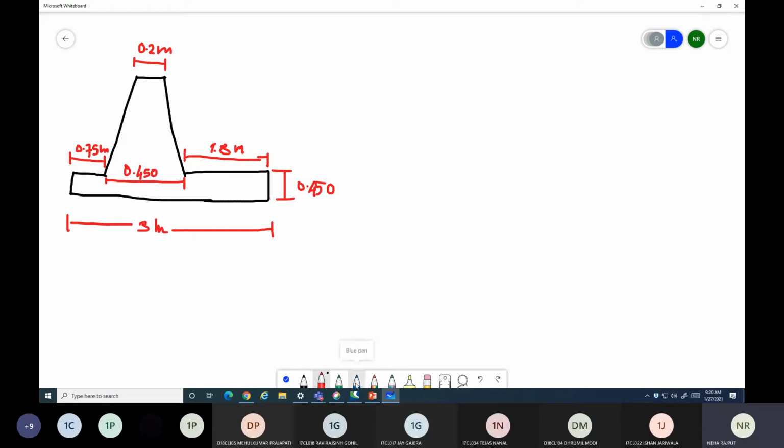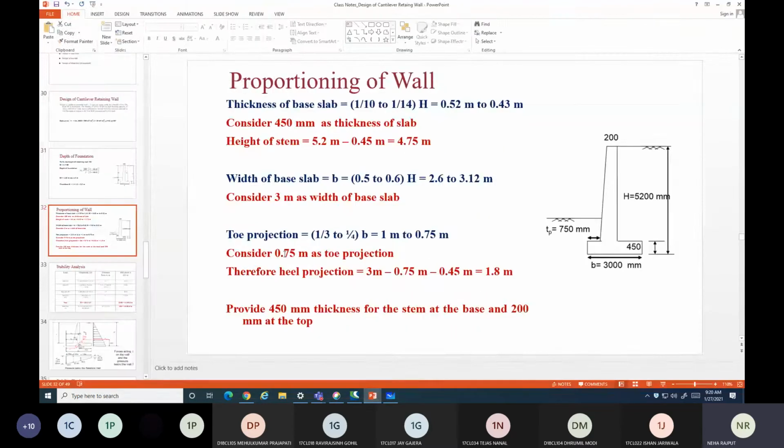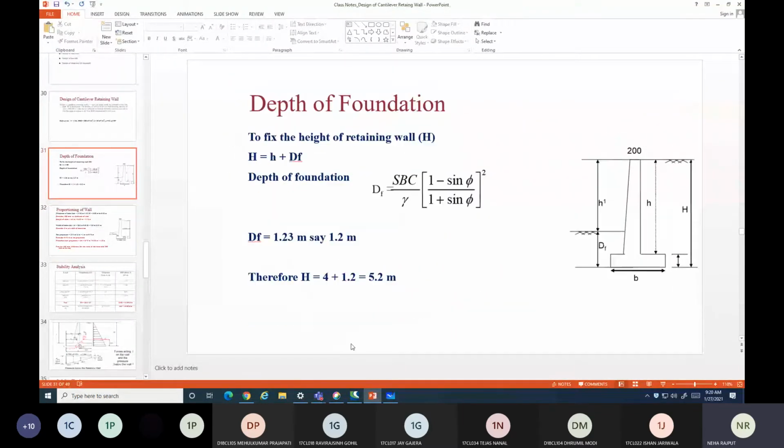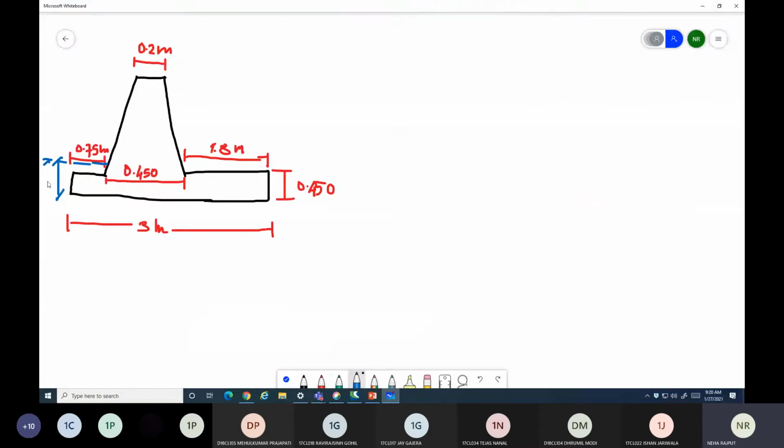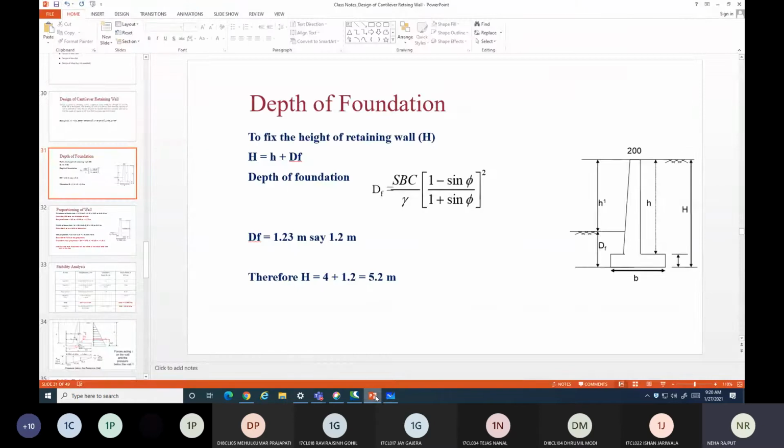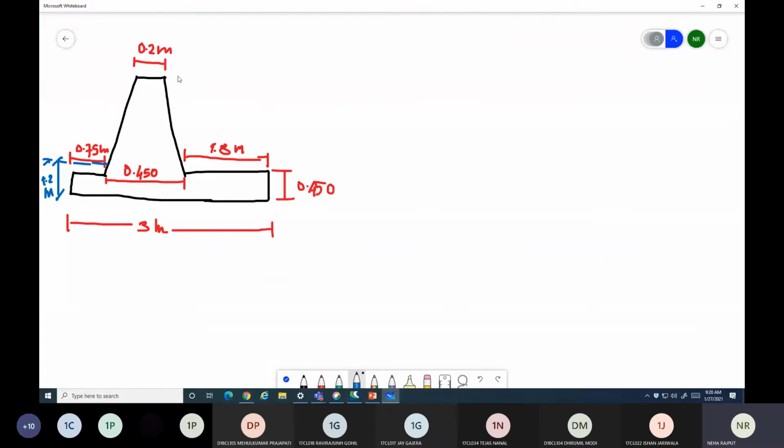Then the height, here is the foundation. So this is your foundation, right? And this one is depth of footing, and depth of footing is 1.2 meter, and overall height is 5.2 meter. So this is 1.2, this one is 1.2, and overall height is 5.2 meter. Overall height from this point to this point is 5.2 meter.